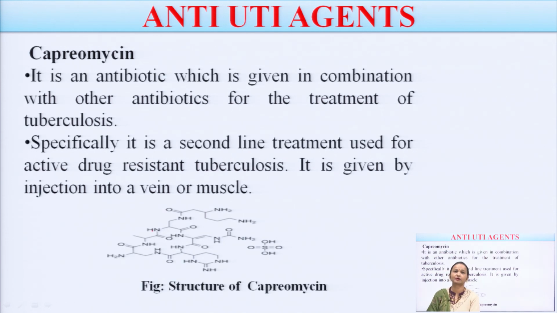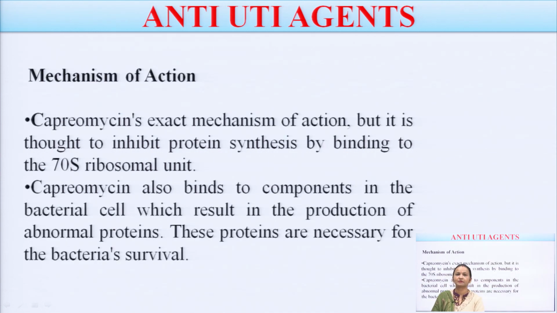Then we have discussed capreomycin. It is a second line treatment used for active drug resistant tuberculosis. It is given by injection into a vein or muscle, and it is used in combination with other antibiotics for the treatment of tuberculosis. The mechanism is not exactly known, but it is observed that it binds with the 70S ribosomal subunit, or you can say 70S ribosomes, because of which proteins are not synthesized, or if they are synthesized, they are abnormal in nature, making it very difficult for the bacteria to survive. So, in this way we can classify these things.